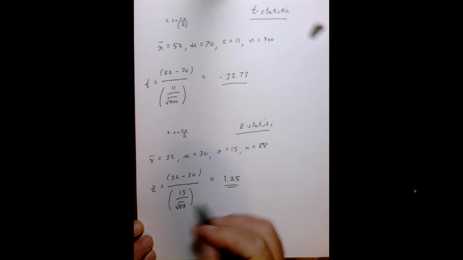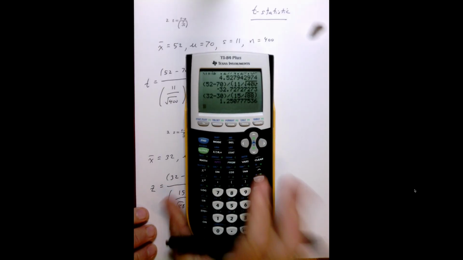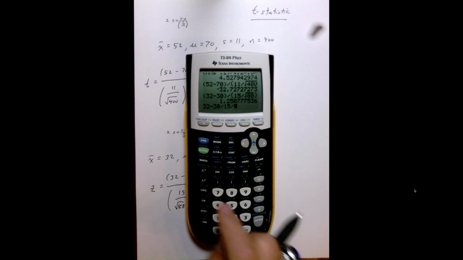Now, I've made a big deal about the parentheses, and I just want to show why. So let's say Darby doesn't know anything about parentheses. Let's just do it the way that I want to do it. All right, so let's try that. So we have 32 minus 30 divided by 15 divided by the square root of 88.